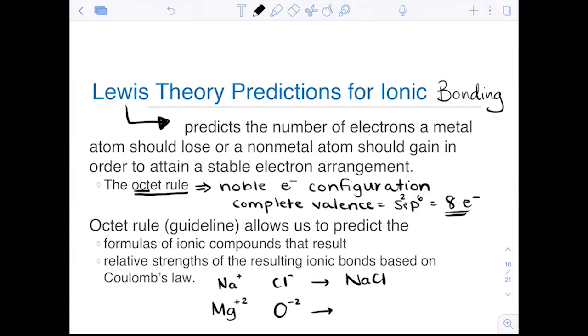Magnesium is in group 2. It has 2 valence electrons. It will gladly give those 2 valence electrons to oxygen. Oxygen needed 2 more valence electrons to reach its 8 octet.